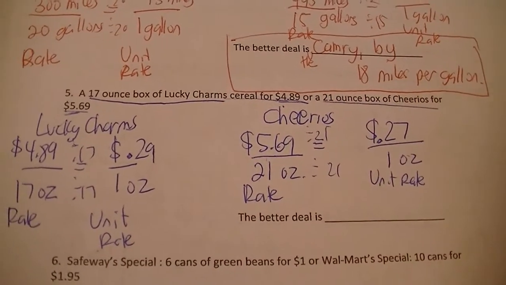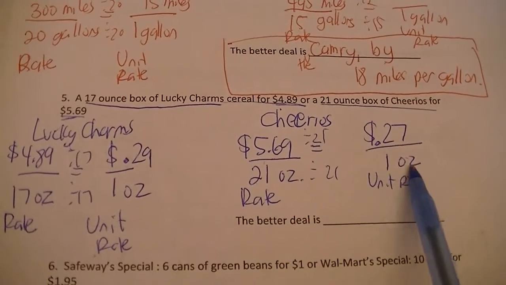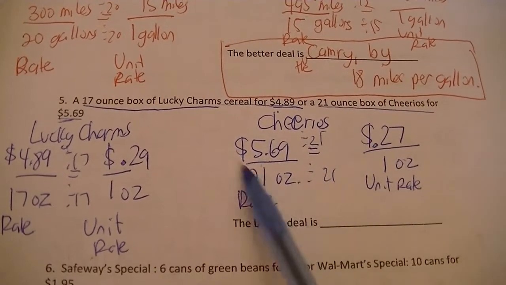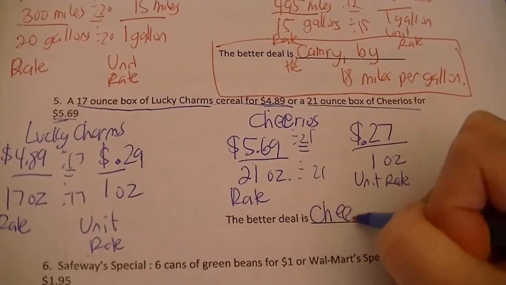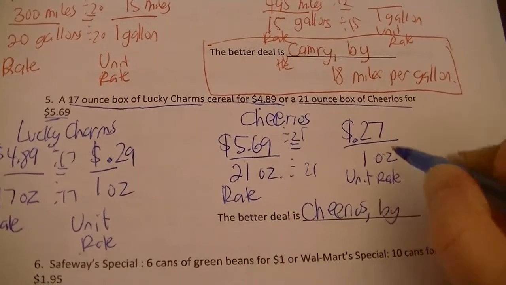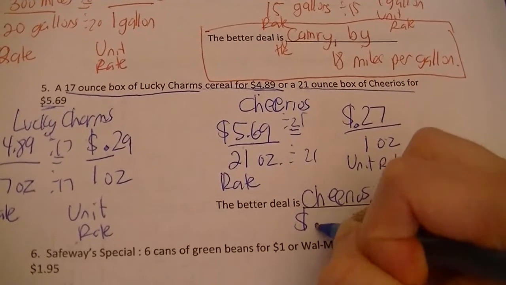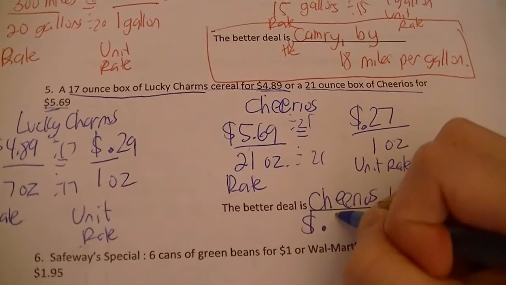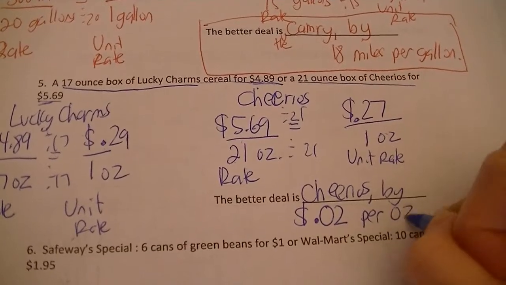So again, think about it. For 1 ounce of this, it costs 29 cents. For 1 ounce of this, it costs 27 cents. So in this case, Cheerios is the better deal. And by how much? By 2 cents. Don't put 0.2, that would be 20 cents. 0.02 is 2 cents, per ounce.